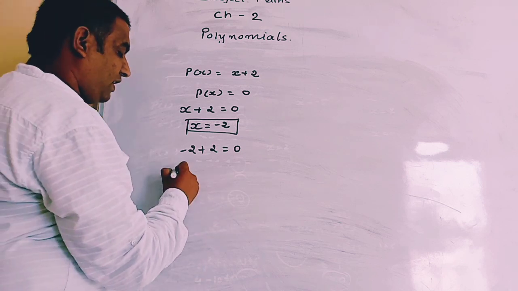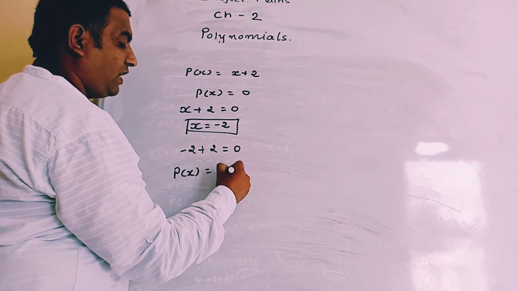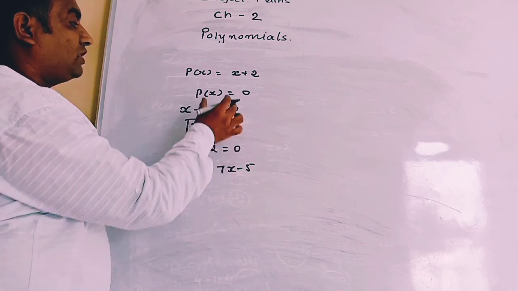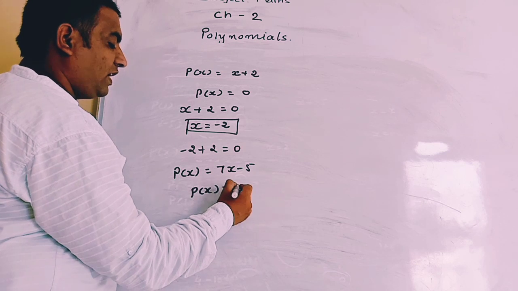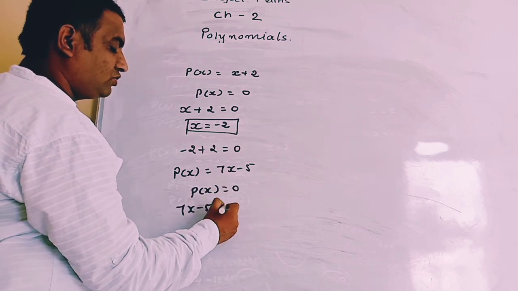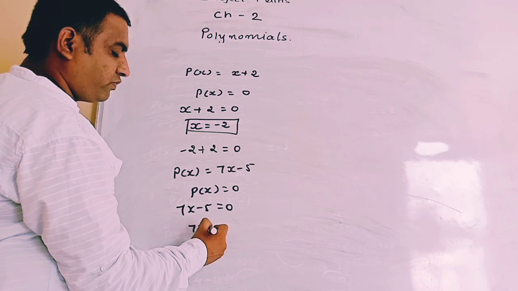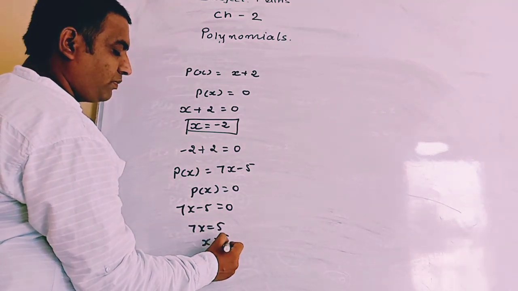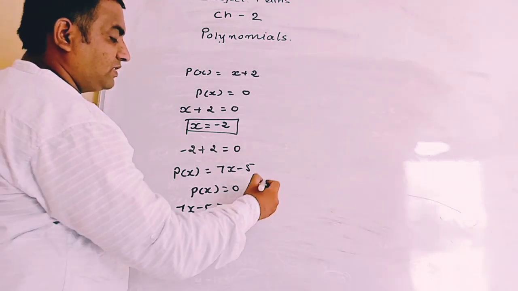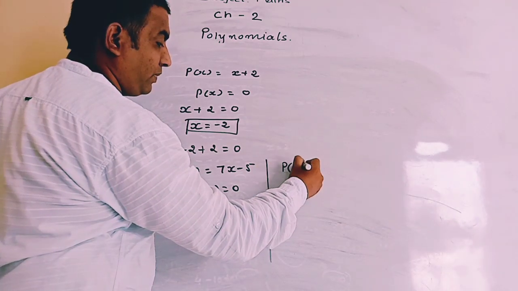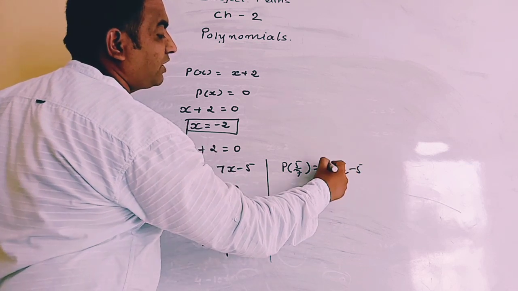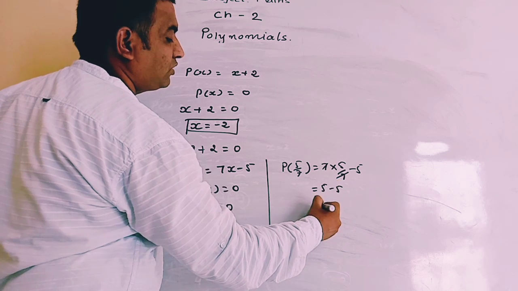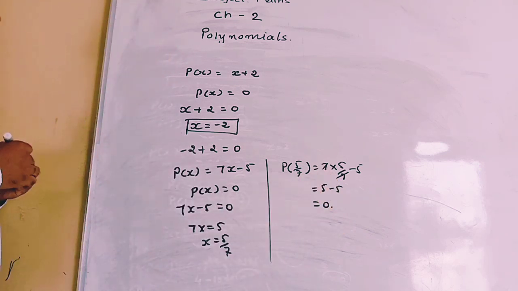Suppose it is said to find the zero of p(x) equals 7x minus 5. We know that for the zero, the polynomial value must be 0. So we take the polynomial value equal to 0, meaning 7x minus 5 equals 0. So 7x equals 5, and x equals 5 by 7. Now we substitute 5 by 7 in this equation. p(5/7) equals 7 into 5 by 7 minus 5. The 7s cancel, so it is 5 minus 5, which is 0. In this way we can find the zeros of a linear polynomial.